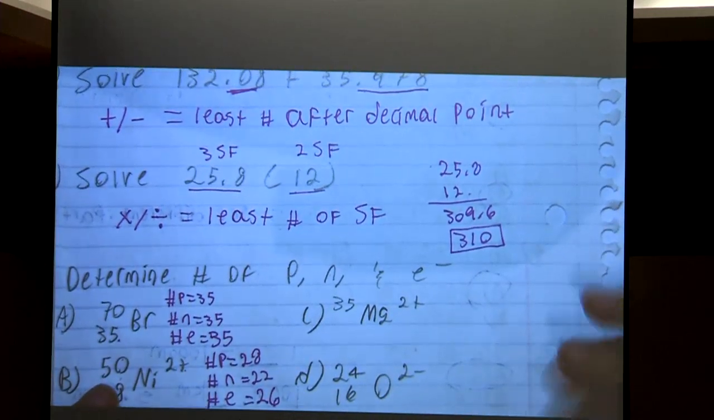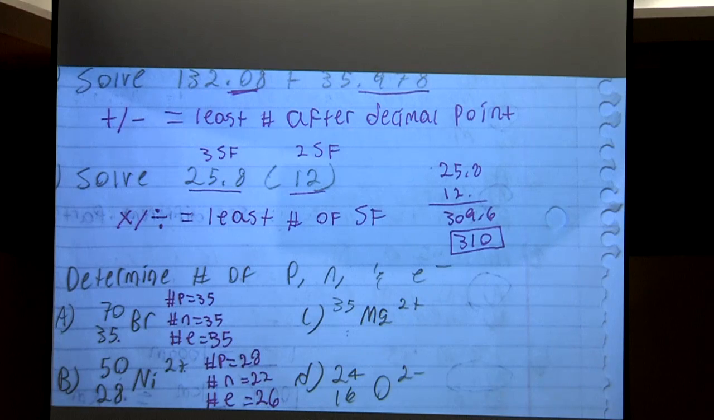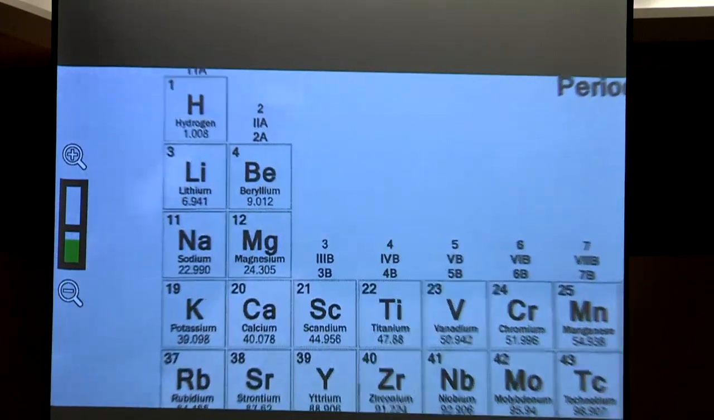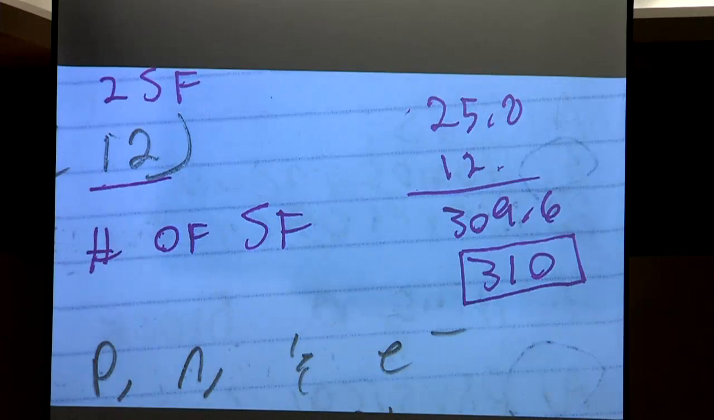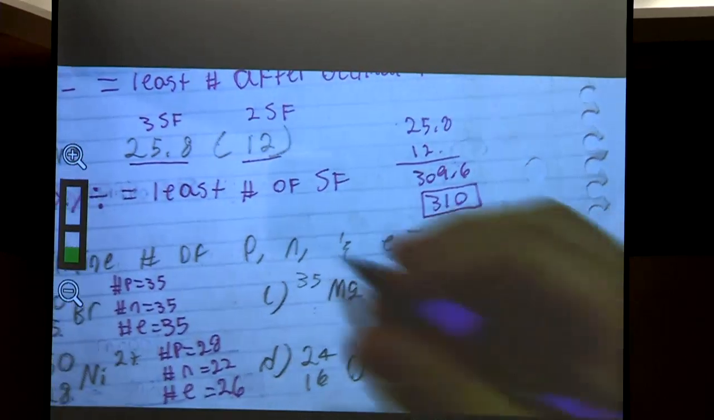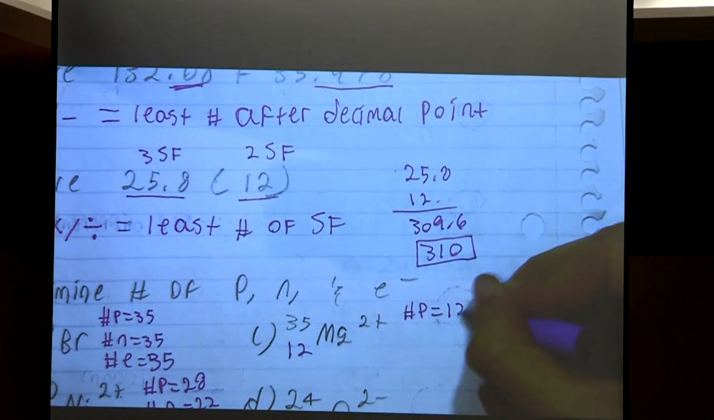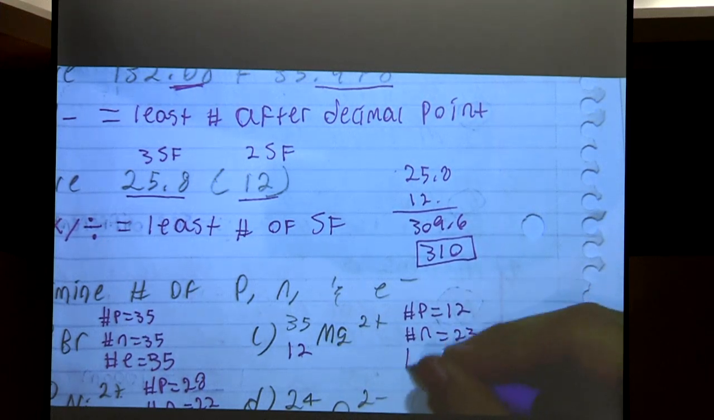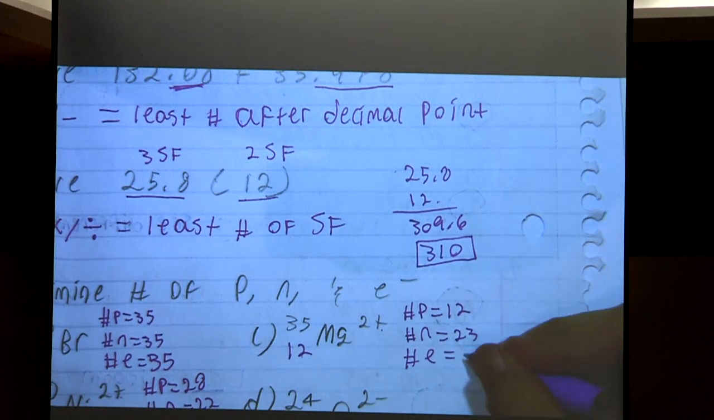So for part C, we've got magnesium 2+, and we've got the top number, but we don't have the bottom number. So to figure that out, remember that the bottom number is your atomic number. So if we pull out our periodic table, remember the atomic number is the number in the top left. So for magnesium, it's 12. So zooming out, we put a 12 here. So our number of protons is 12. Our number of neutrons is 35 minus 12, which is 23. And our number of electrons, we have another +2 charge, which means we have 2 more protons than electrons. We have 10 electrons.